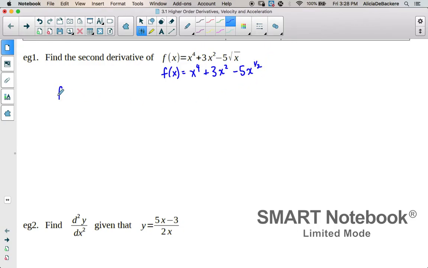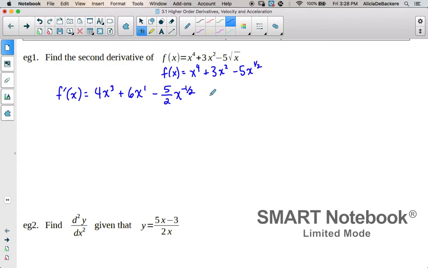And then I'm going to take the first derivative on my way to finding the second derivative. So just taking the first derivative, just like last chapter, I bring the 4 down and subtract 1 from the exponent. And then I'll bring the 2 down, multiply it with the 3, and subtract 1 from the exponent. And then same thing here at the end, bringing the half down, multiplying it with the 5, and subtract 1 from the exponent.